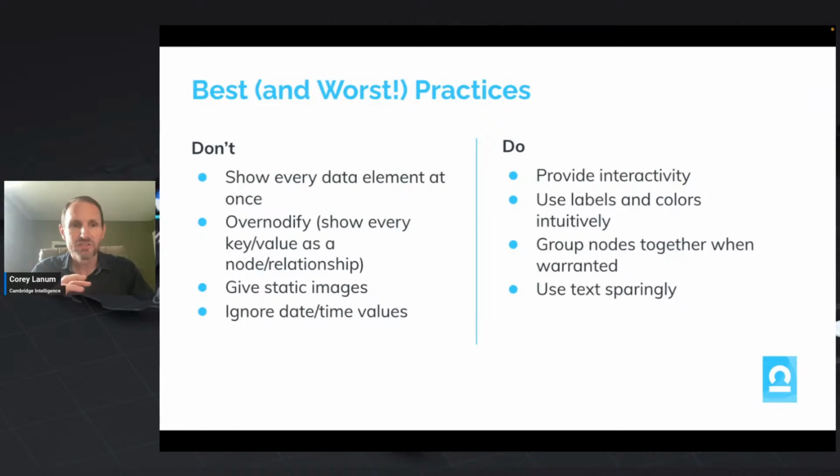And then the last don't is to ignore date time values. So when we first look at the graph that I'm going to show you here in a minute, that's exactly what I do. You know, a candidate donates, or an organization donates to a candidate, but we don't have any sense of when that happened, or whether it was once or multiple times spread across years or all at the same time.